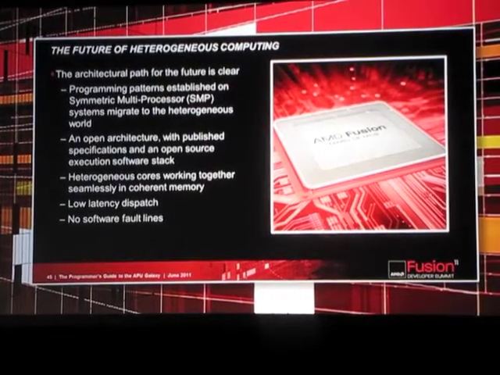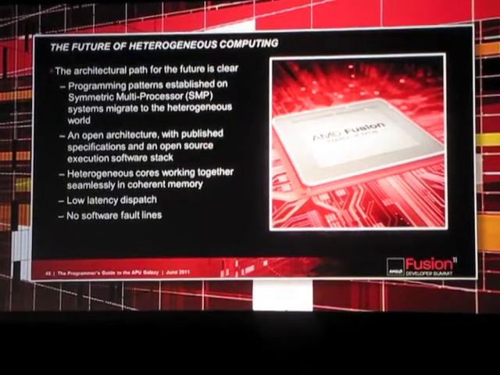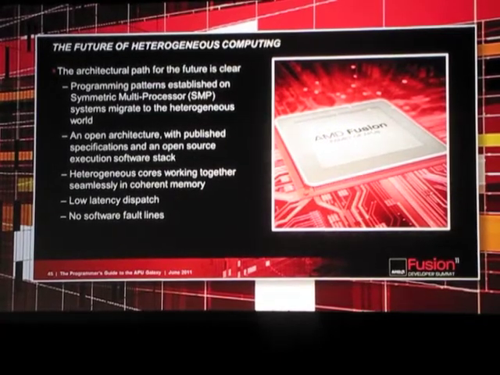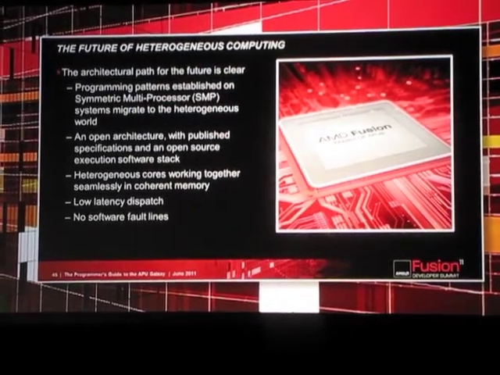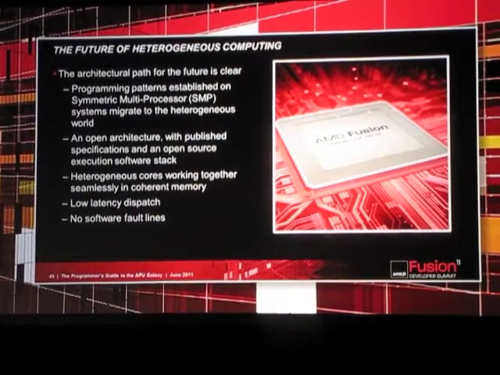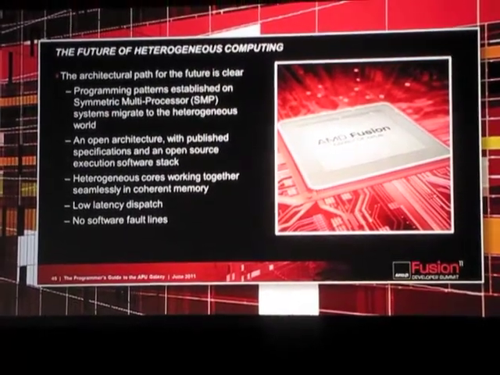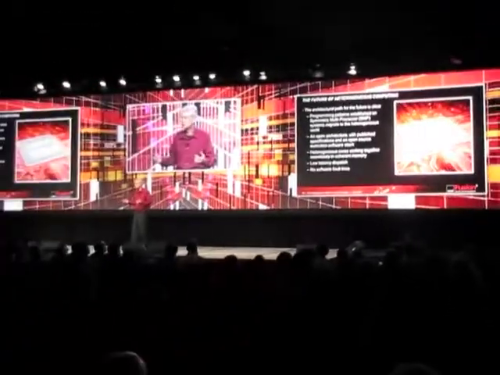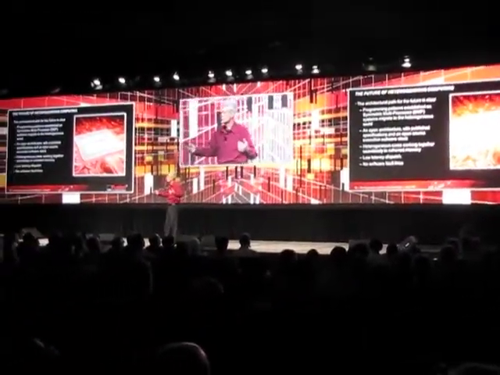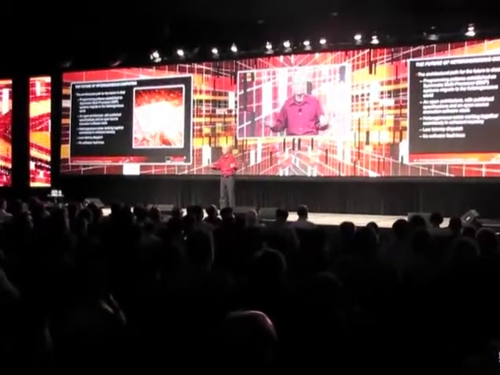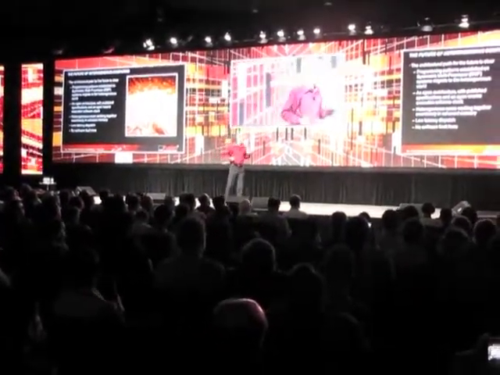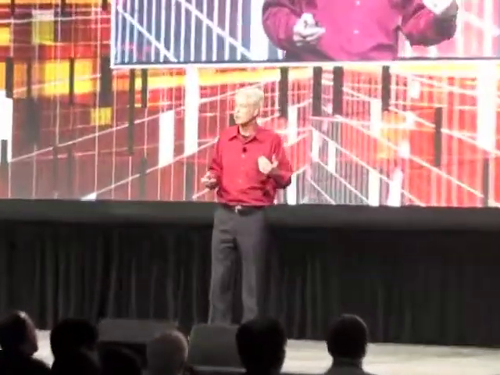The architectural path forward is clear. We take established programming patterns, symmetric multiprocessing coherency, task parallel runtimes, we extend them to the whole platform. It's an open architecture with published specifications and an open source execution stack. We have heterogeneous cores working together seamlessly in coherent memory, low latency dispatch, and most important of all to software developers, no software fault lines. The investment you make today on the heterogeneous platform will pay off today and get faster and better in the future.